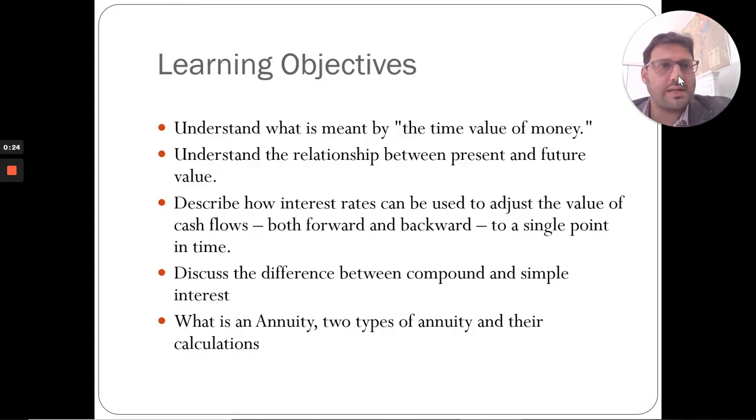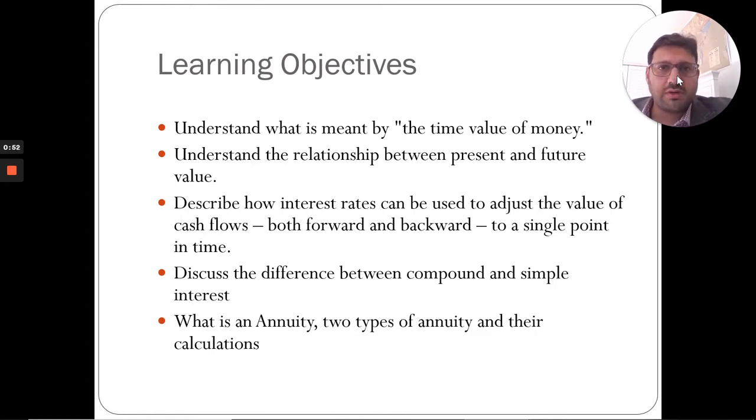We'll try to understand the meaning of time value of money, and what we mean by the concept of time value of money. We'll try to understand the relationship of present value and future value. We'll also discuss the interest rate and how we can use it to move the cash flow, or to find the value of the cash flow, both in the forward and backward direction.